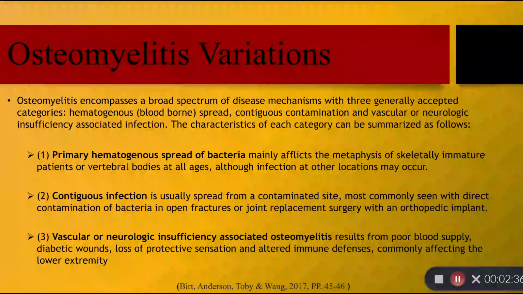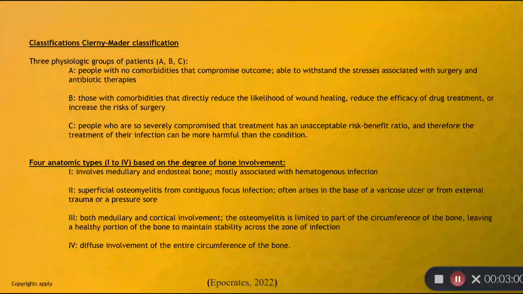Contagious infection is usually from a contaminated site. Think open fractures, think hip replacements, joint replacements, surgery. Vascular or neurologic insufficiency associated osteomyelitis results from poor blood supply. So we're thinking our diabetics, we're thinking our arterial insufficiency, we're not getting good blood flow. You've seen those black toes, haven't you?